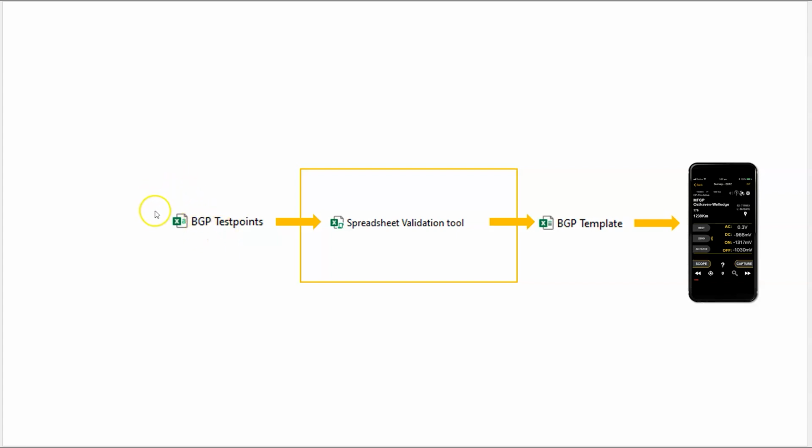I have a test point list called BGP test points. I will use the validation tool to turn this data into a BGP template file. I also have bogus survey records from 2012. I will use the validation tool to turn this data into a historical survey file. In my folder, I have my test point list, the historical survey records from 2012, and the validation tool.